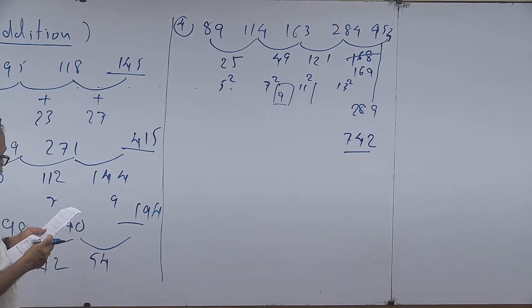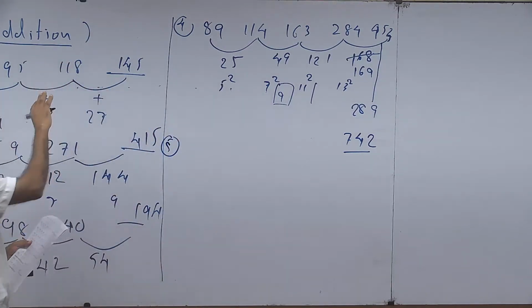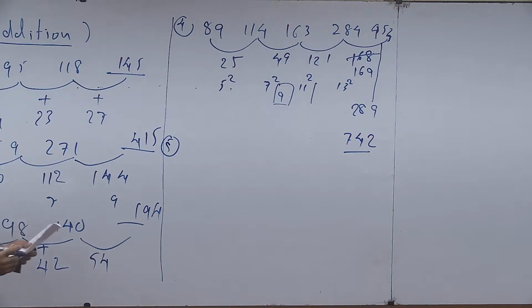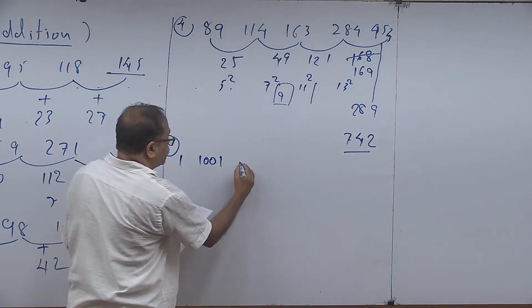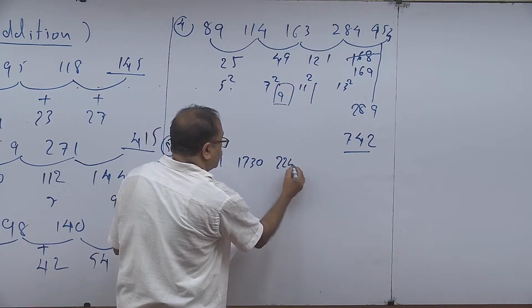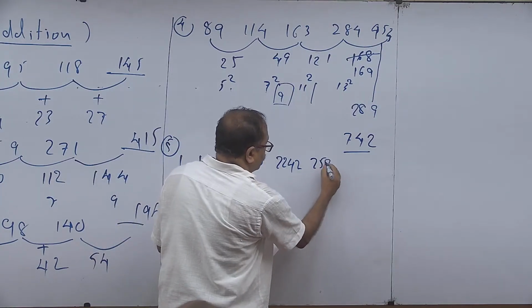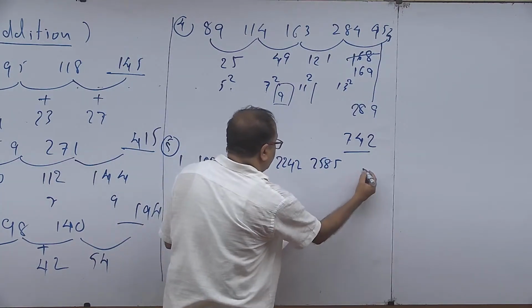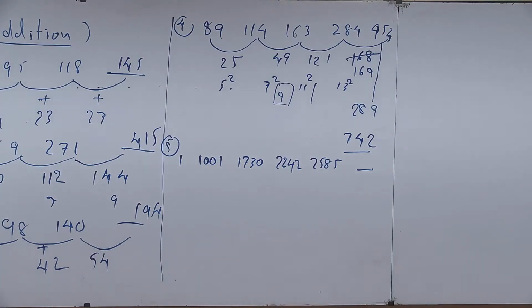Moving to the next one, question number 5. All we are dealing with now is under the category addition based. So that is 1, the next number is 1001, the next number is 1730, the next number is 2242, the next number is 2585, and what should be the next number? Addition. The category is known in advance that we are dealing with addition based.